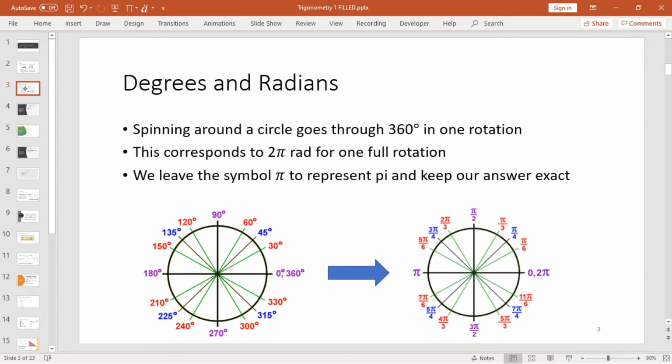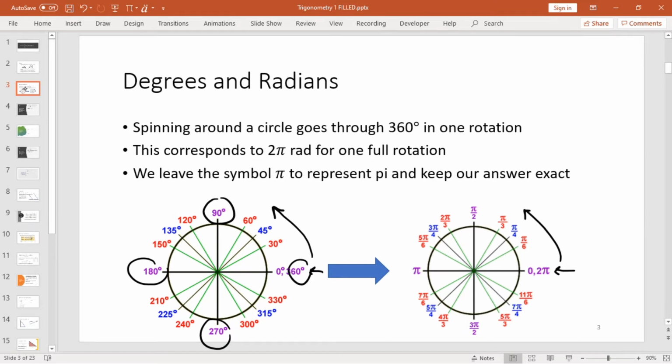Now, notice that I am starting at 0 degrees right here, and I'm starting at 0 radians right here. And that's going to hold true for this whole unit. We're going to measure from what will become the positive x-axis, and as we count up, we will spin counterclockwise to get increasingly large. So things we know, 90, 180, 270, 360 are familiar measures for degrees, and they correspond to pi over 2, pi, 3 pi over 2, and finally 2 pi radians.